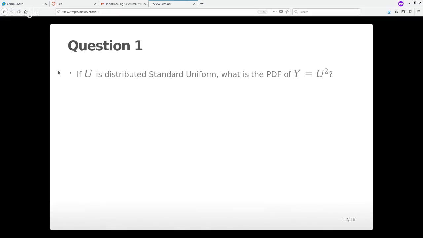So how do we do these problems? We would know that if we're dealing with something that's standard uniform, then its PDF would just be a horizontal line at one. And since 1 squared is just 1, U squared would also just.